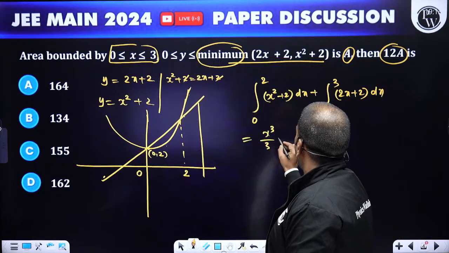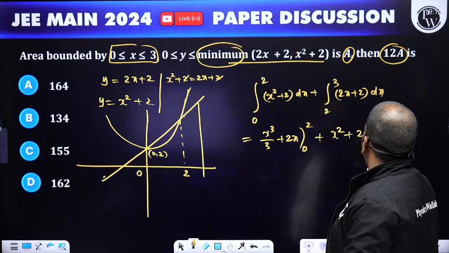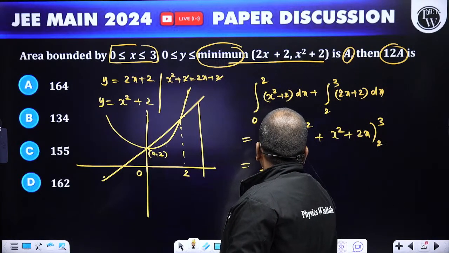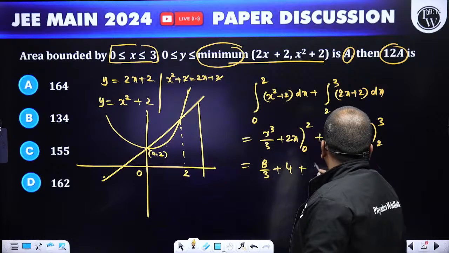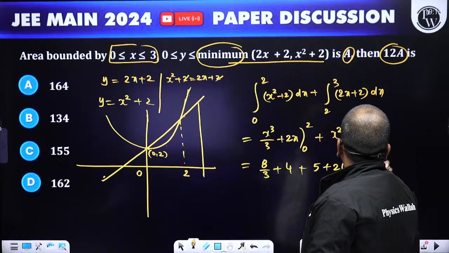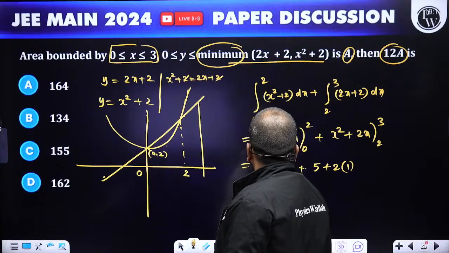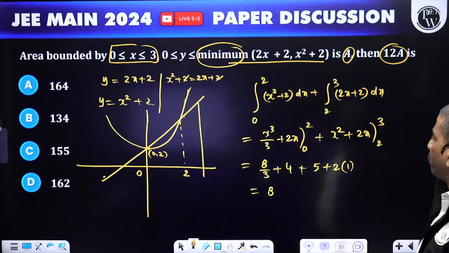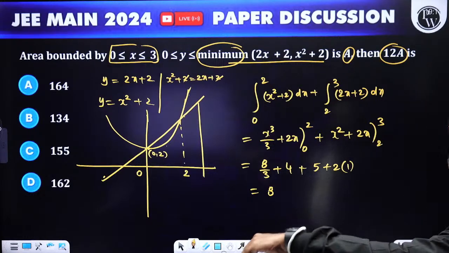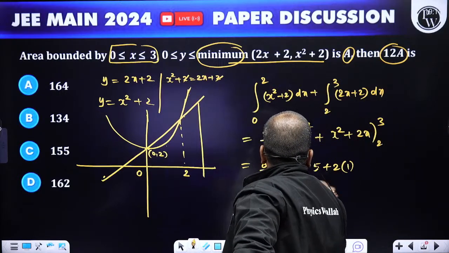x cube by 3 plus 2x, 0 to 2, plus x square plus 2x, 2 to 3. So then what do you get? 8 by 3 plus 2 2s are 4, plus 9 minus 4 is 5, plus 2 times 3 minus 2, 1. So that means x cube by 3, 2x, 0 to 2, 8 by 3 plus 2 2s are 4. 8 by 3 plus 9, 11.